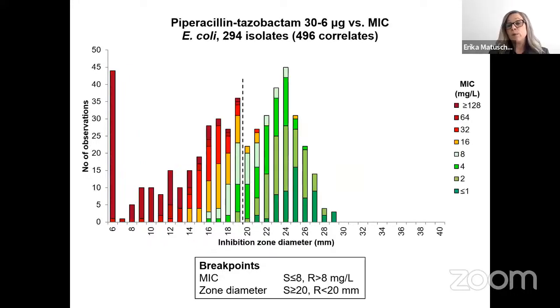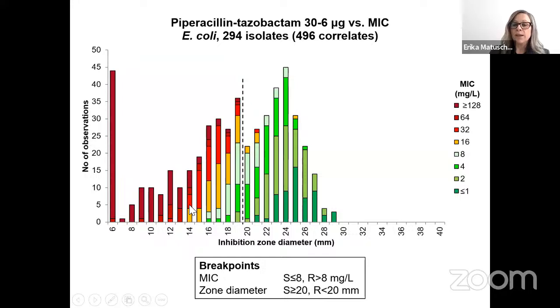Here we have an example where it's more difficult: E. coli and piperacillin tazobactam. The darker the green, the lower the MICs. And we can see that we have a good correlation. With lower MICs, we have larger zone diameters, and when MICs increase, the zone diameters decrease.